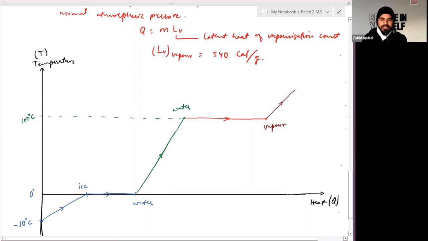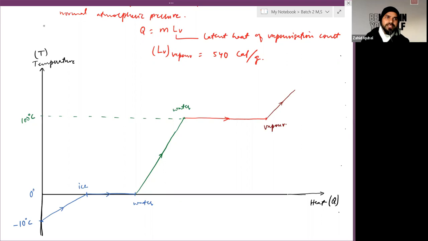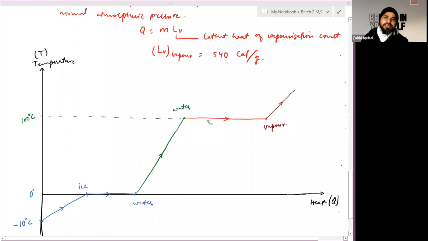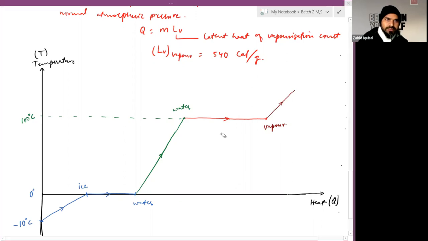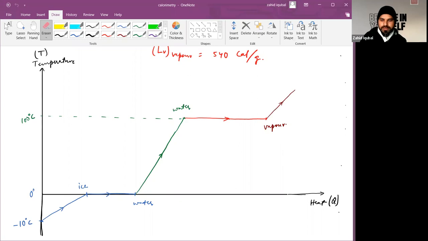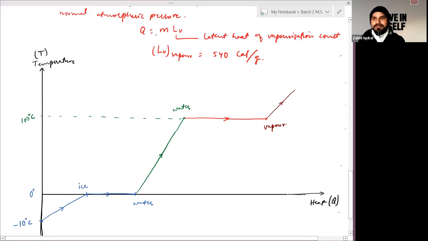Now just see in this particular graph, for two different points when state is changing. First at this point, ice to water, and at this point, water to vapor. You'll observe there is no change in temperature. So the question is, why is there no change in temperature on changing state? You must have learned this particular concept in class 9th.